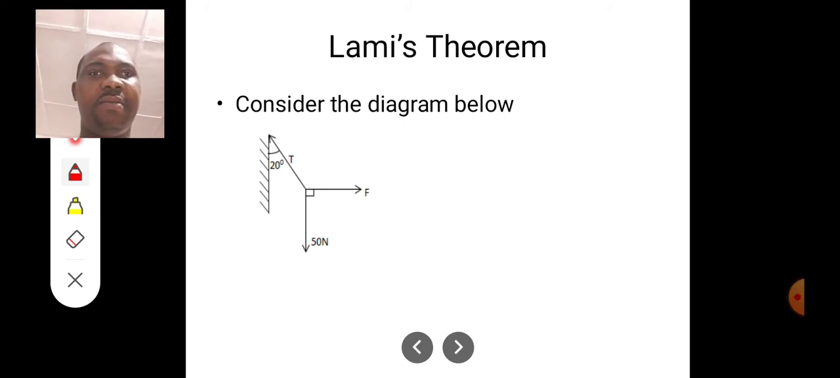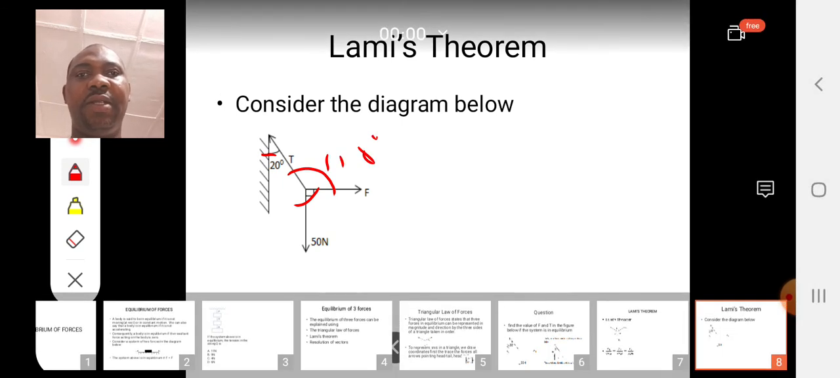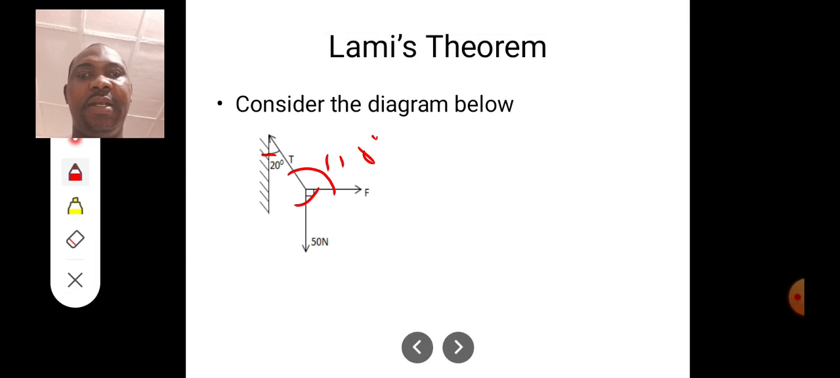Now, let's look at this. This angle here is already a right angle, that's 90 degrees, so we already know the angle. Remember that because this angle is 20 degrees, the whole of this angle will be 20 plus 90, which is 110 degrees. So that is what it is, 110 degrees.